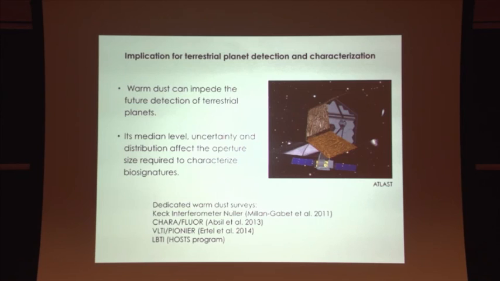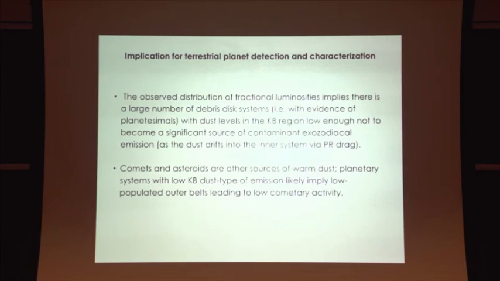Of course, there are dedicated surveys, and I referred to this at the beginning of the talk, that are looking at the warm dust, like a program at the Large Binocular Telescope, the LBTI, and there are some results from other facilities. But the information that we can get from the cold dust is also interesting. The observed distribution of fractional luminosity implies that we have a large number of debris disks with evidence of planetesimals that have dust levels at the Kuiper belt system low enough not to become a significant source of contamination for the detection of terrestrial planets.